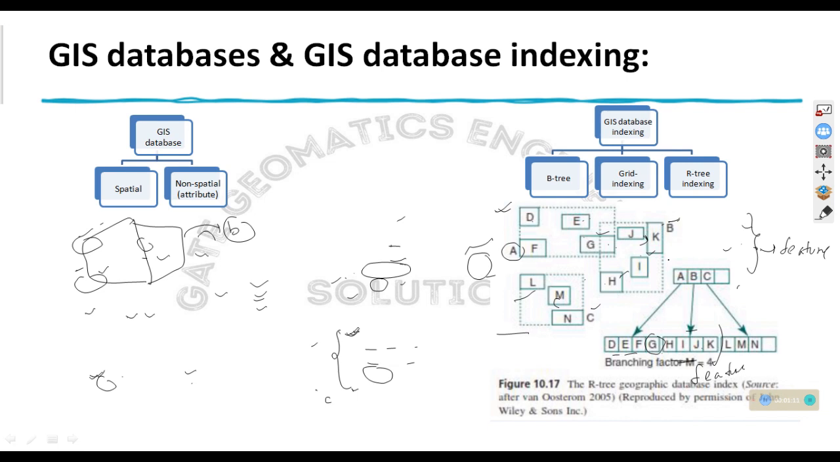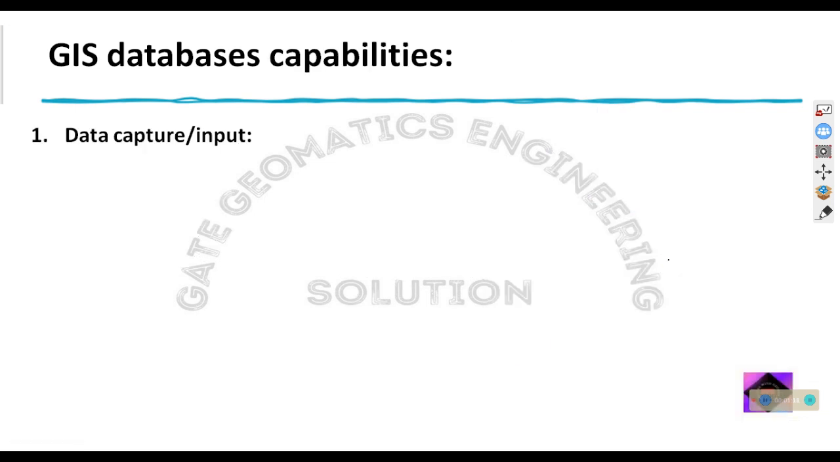So let us move to the next slide, that is the GIS database capabilities. So you have already seen the database structures and DBMS, what is DBMS and how in GIS the database structures are created. So what are the capabilities of this GIS database structure? So first one is the data capture.